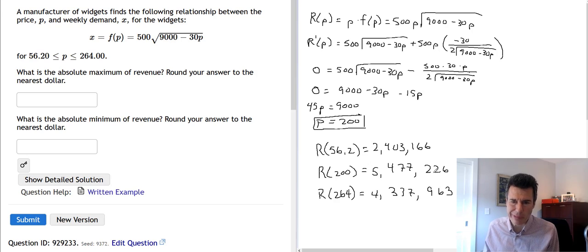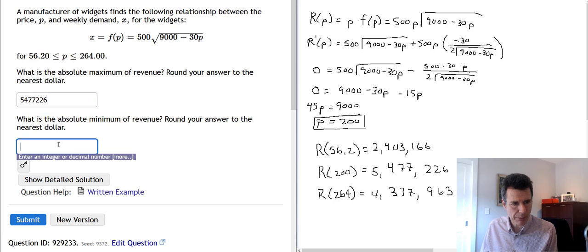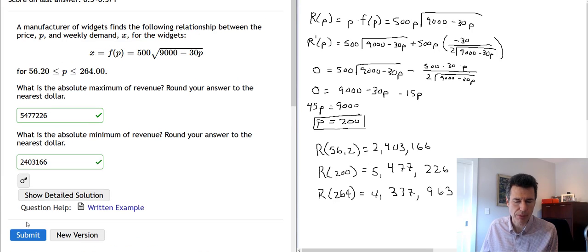In hindsight, Excel seems like it might have been nicer to do these calculations, but I did them. So the absolute maximum is the biggest of these, 5,477,226, and the absolute minimum is the smallest, 2,403,166. Moment of truth, submit, we've got the correct answer.